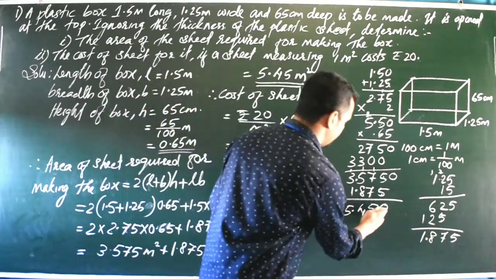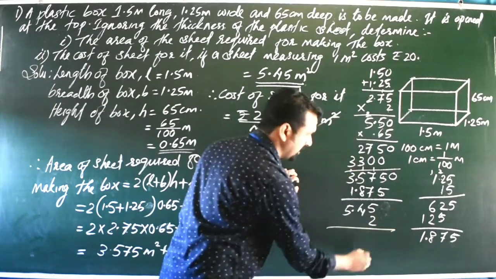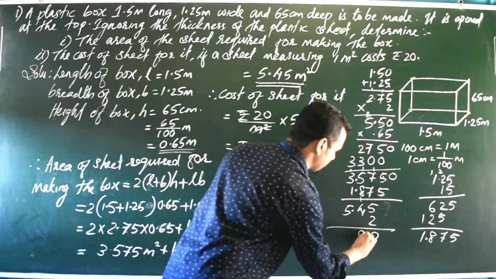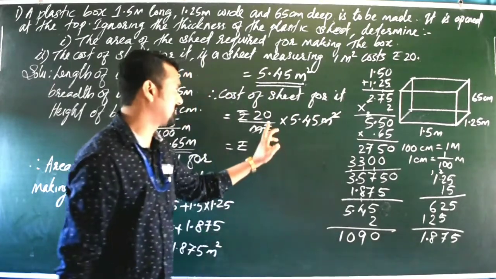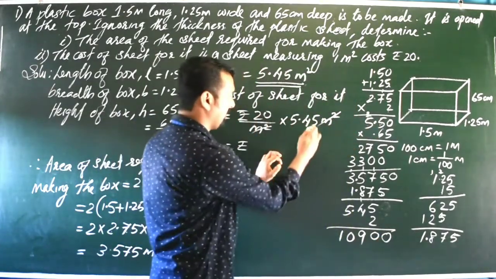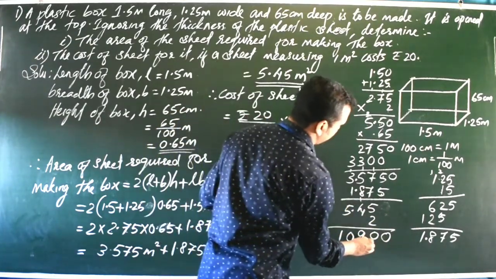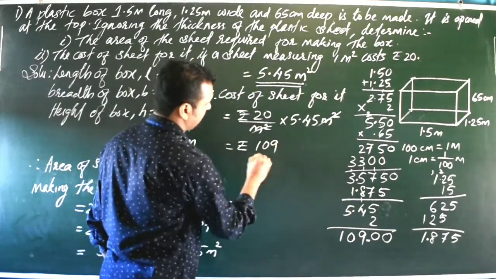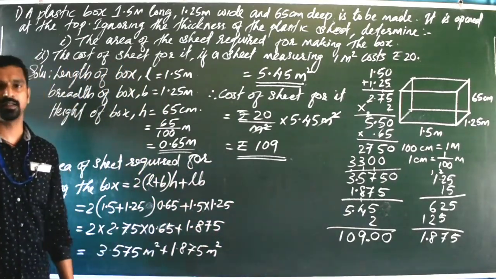5.45 into 20. Multiplying here 2 only. 2 5s are 10, 0, remainder 1. 2 4s are 8 plus 1, 9. 2 5s are 10. 2 only I have multiplied, so this 0 we have to put in the answer, so it will come 10,900. And 5.45, 2 decimal points are there, therefore we have to put in the answer also 2 decimal points, that is 109. So what is the answer? Rupees 109. 109 rupees is needed to make that box, that is the answer.